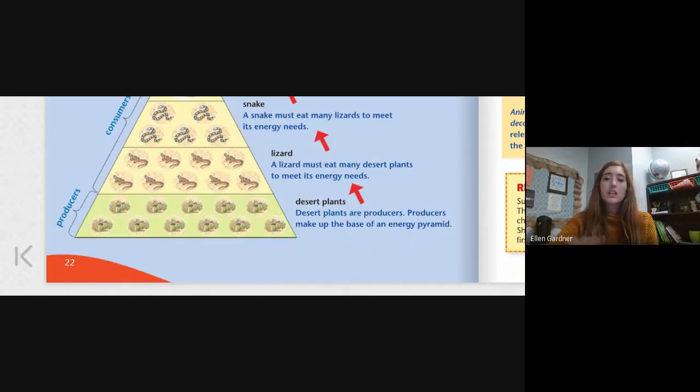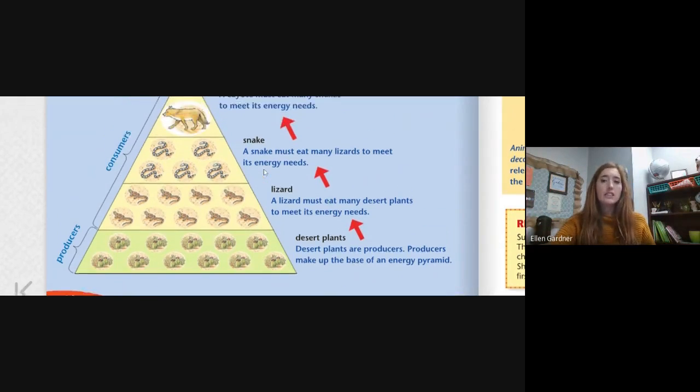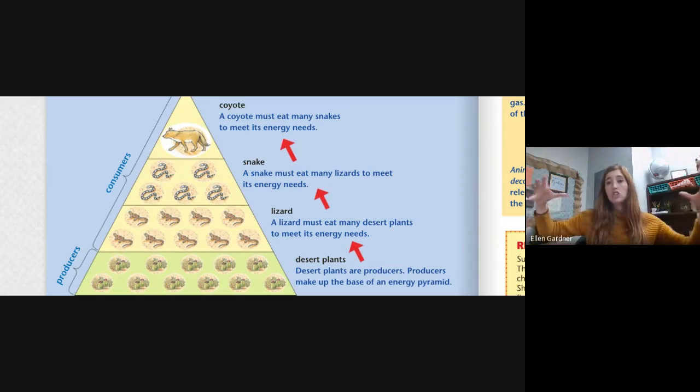So it says here, desert plants are producers. Producers make up the base of an energy pyramid. So producers are plants that make their own food. Now, a lizard has to eat lots of desert plants to fill its energy needs. So there's a lot of food that has to be eaten for them to have extra energy for themselves and to store. A snake has to eat lots of lizards to meet its energy needs, and a coyote must eat many snakes.